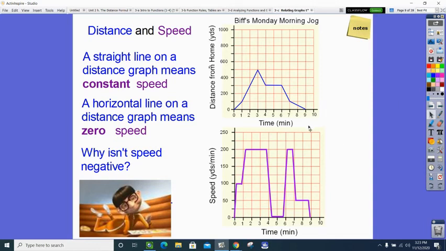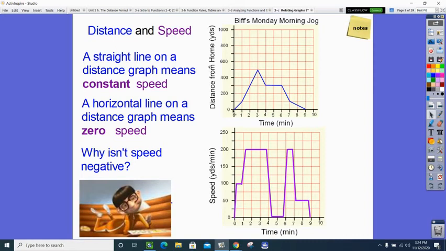So these are actually the same graph for Biff's morning jog. But this one is speed, and this one is his distance from home. So remember that a straight line on a distance graph, no matter where it is, always means that he's going a constant speed. If it is a horizontal flat on a distance graph, it means 0 speed.